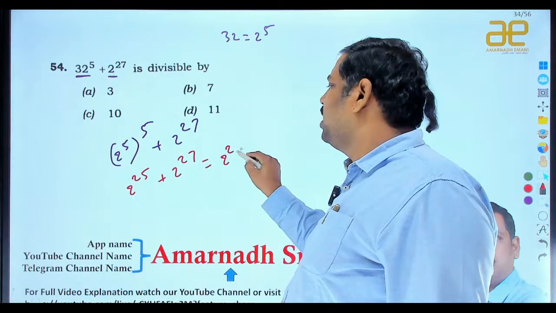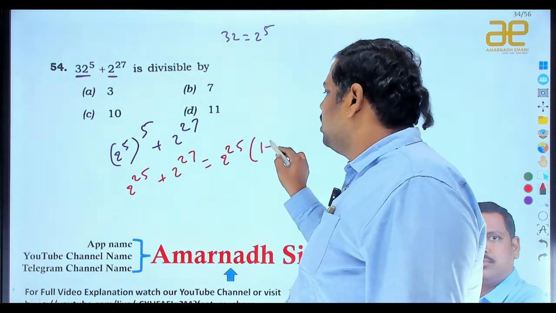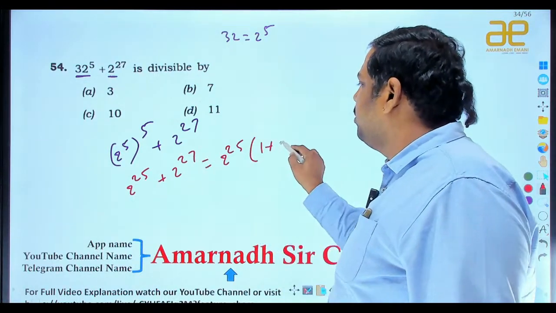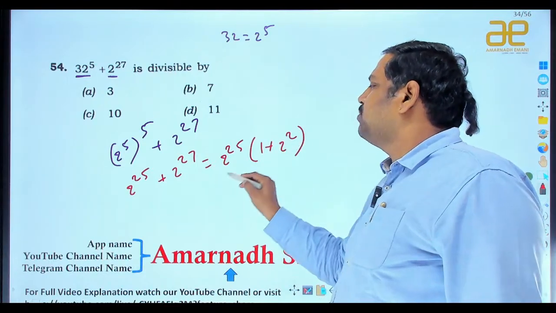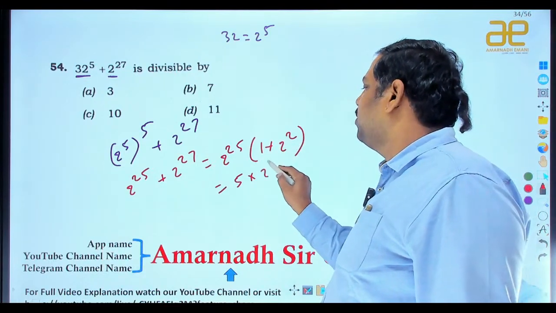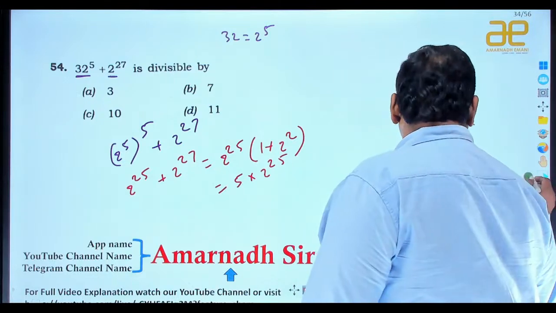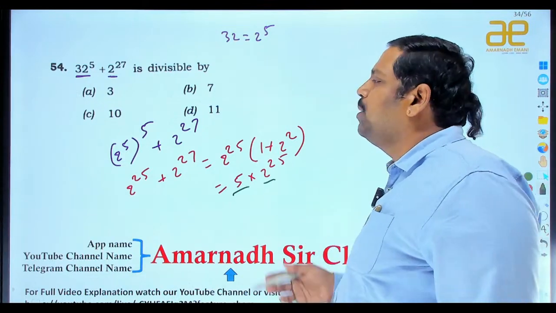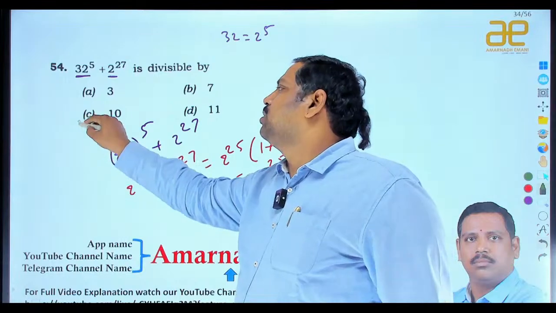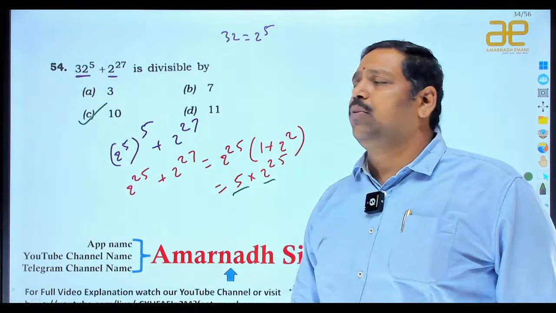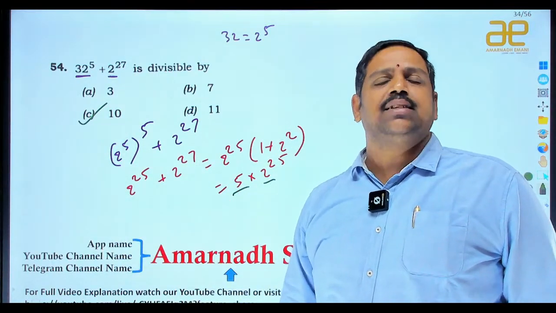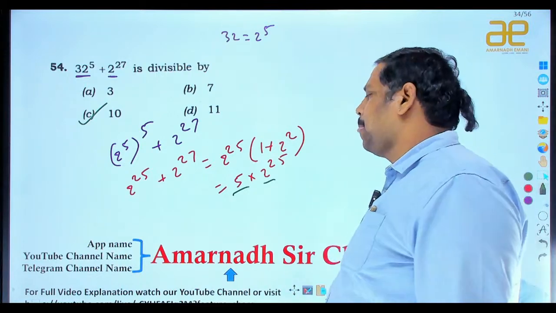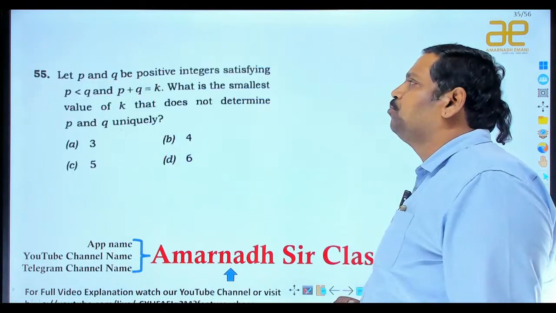Both I can take 2 power 25 common, then it will be 1 plus 2 square. 2 power 25 goes out, and it will be 4 plus 1, which is 5. So 5 into 2 power 25. It means it is divisible by 5 and also divisible by 2. 5 twos are how much? 10. So it is successfully divisible by 10. So C is the answer. Okay, so the next beautiful one.